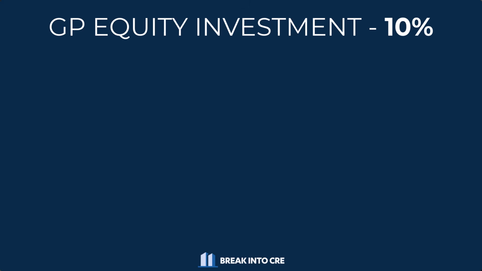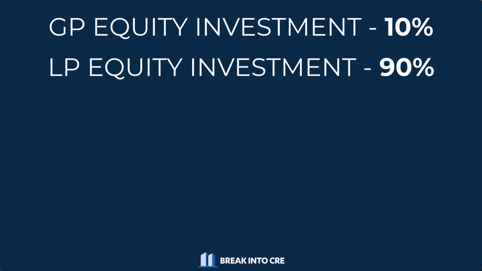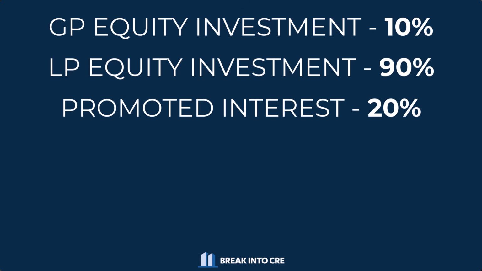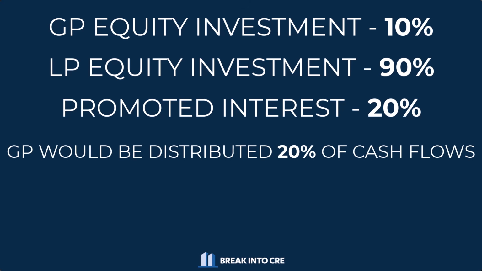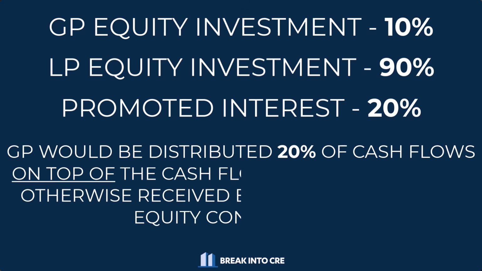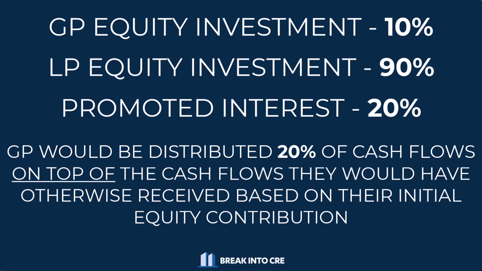And to illustrate this with a really simple example here, if a GP invested 10% of the equity required in a deal and the LP invested the remaining 90% of the equity required, with a 20% promote structure, once a specified return hurdle is hit, the GP would be distributed 20% of the cash flows on top of the cash flows they would have otherwise received based on their initial equity contribution.